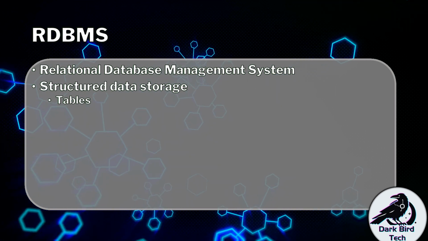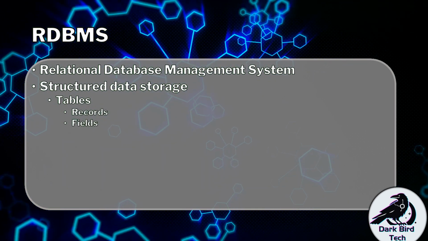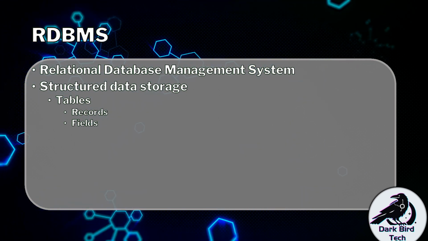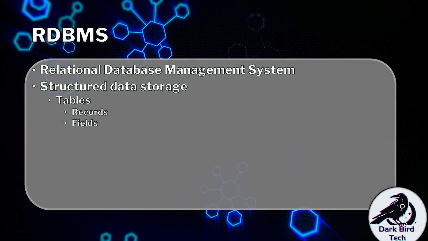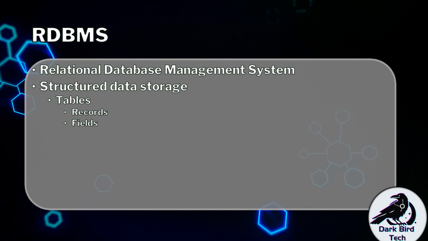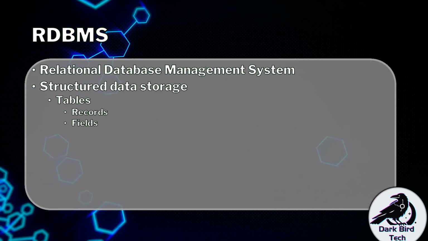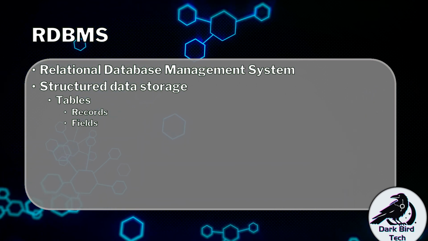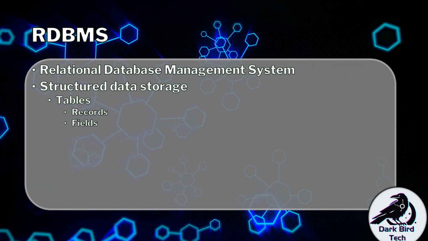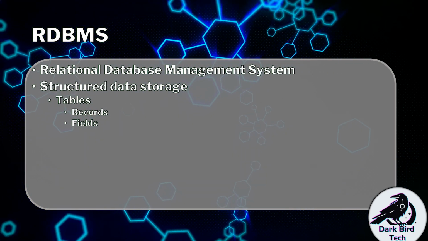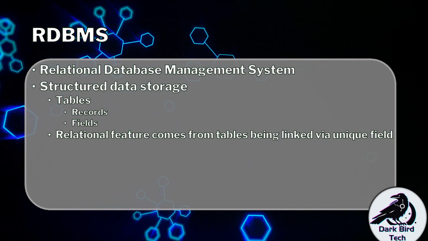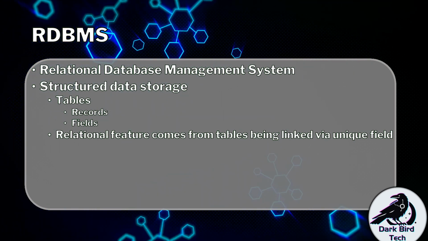And in the tables, you'll have records and fields. You can consider the records to be like the row of a spreadsheet and the field to be like the column, where every field describes a data type: first name, surname, email address, phone number, stuff like that. And every record or row is an individual entity's data record. Cool. Now, the relational aspect comes in via the tables being linked by a unique field.